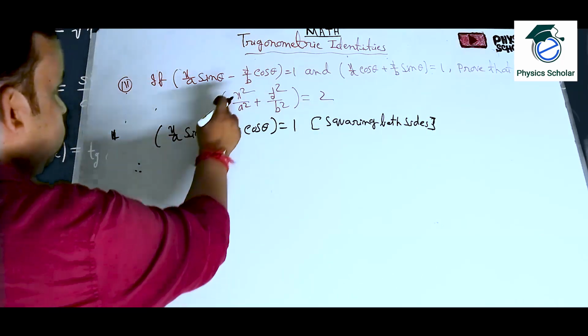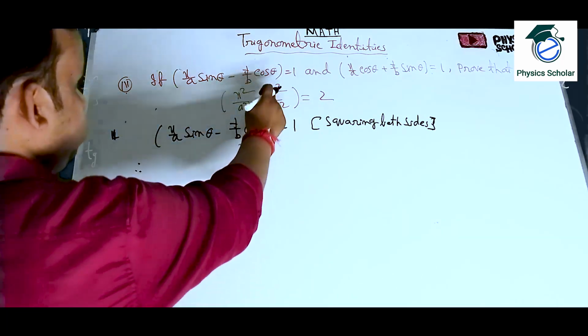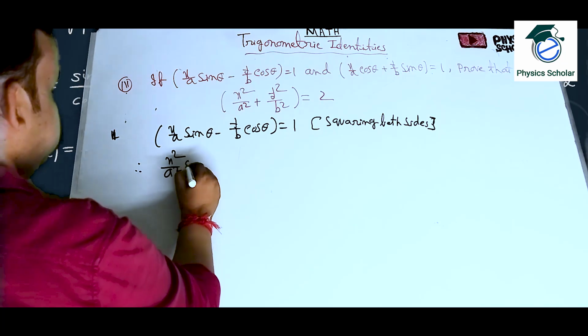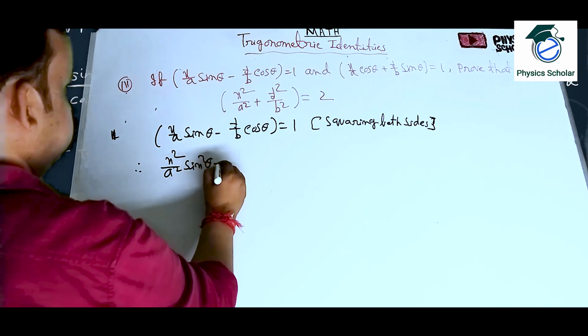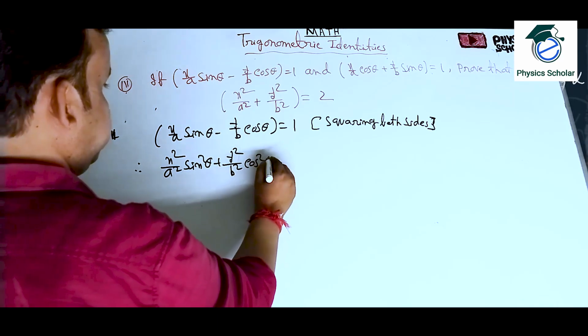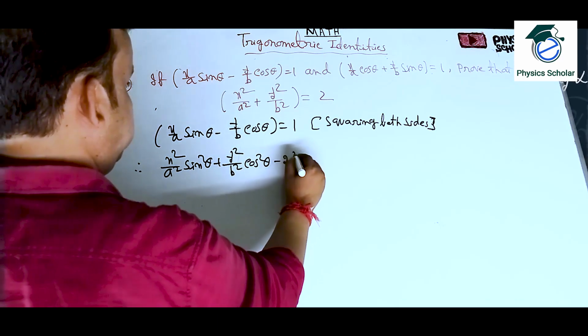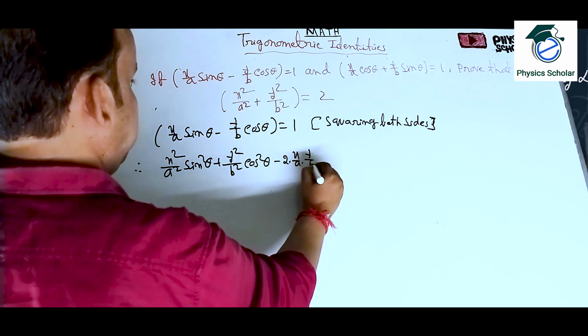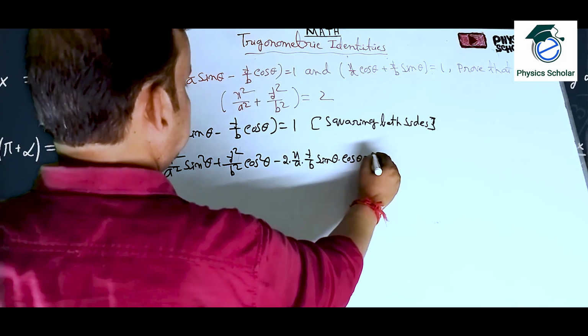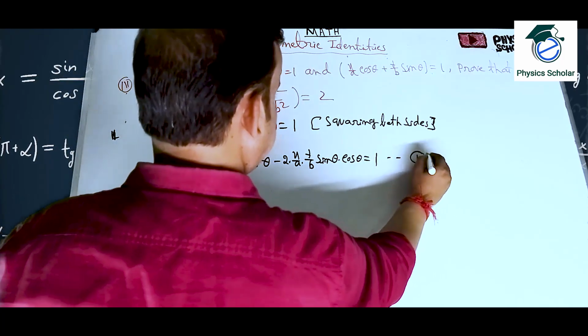Why? Because x square by a square you have to find out. Clear? Also y square by b square you have to find out. So it will be x square by a square sin square theta plus y square by b square cos square theta minus 2 into x by a into y by b sin theta into cos theta is equal to 1 square, means 1. This is number 1 equation.